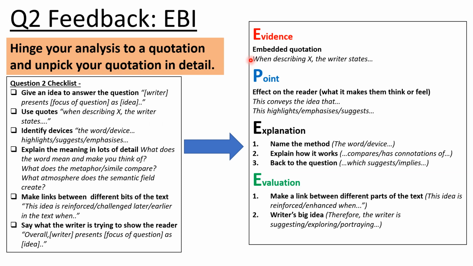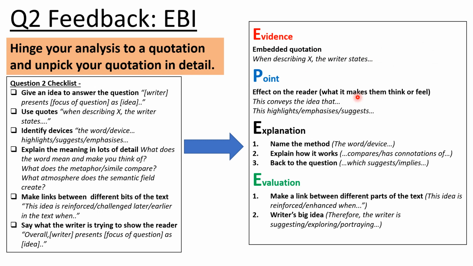So, like I said, I want you to hinge your analysis to a quotation, focusing on the language and the quote instead of your own idea about the garden. So we are going to start with an embedded quotation, and I know this goes kind of against everything we do in our literature papers, but for this question I think it's going to make a big difference. So you start off talking about what the writer is describing, and then you embed a quotation. That quotation is the focus of the entire paragraph. Then you make your point.